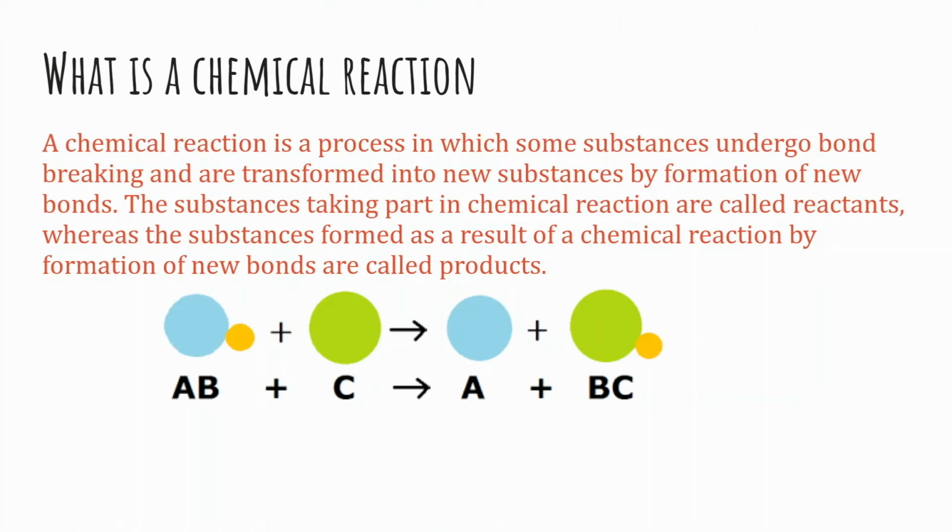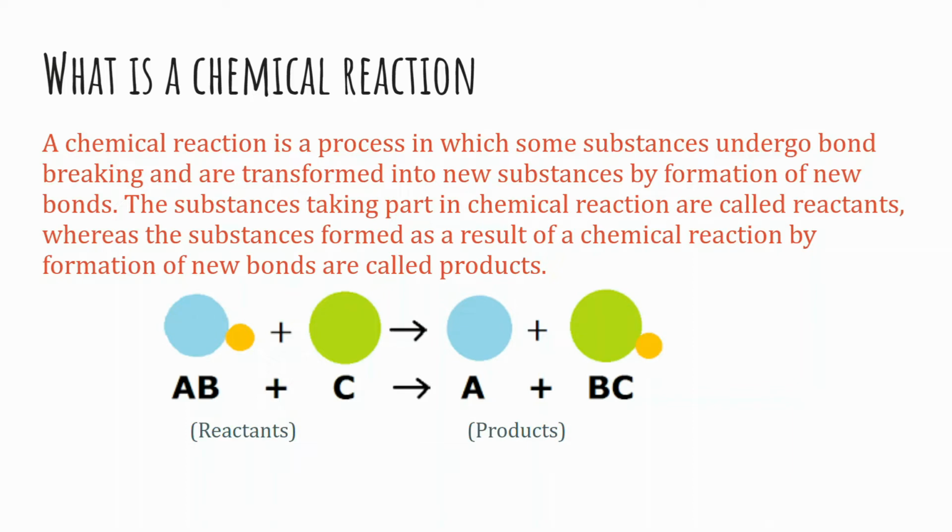A chemical reaction is a process in which some substances undergo bond breaking and are transformed into new substances by formation of new bonds. The substances taking part in a chemical reaction are called reactants, whereas the substances formed as a result of a chemical reaction by formation of new bonds are called products. Let's see it with the example given below.